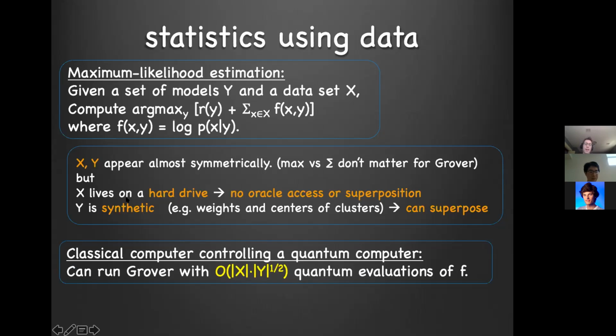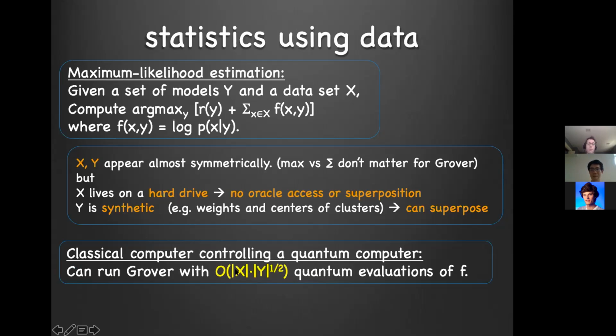And what that means is the straightforward way to get a Grover speedup here is if you have a classical computer controlling a quantum computer, the usual model, then you can speed up the search over Y but not the sum over x.